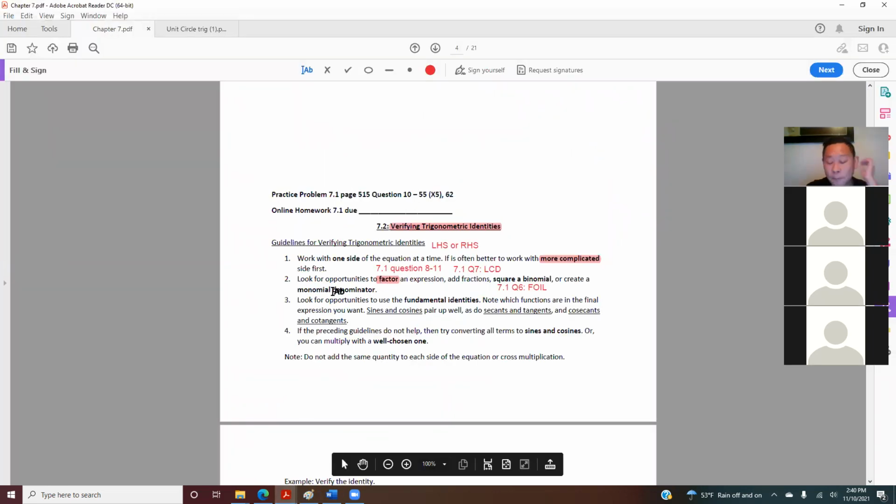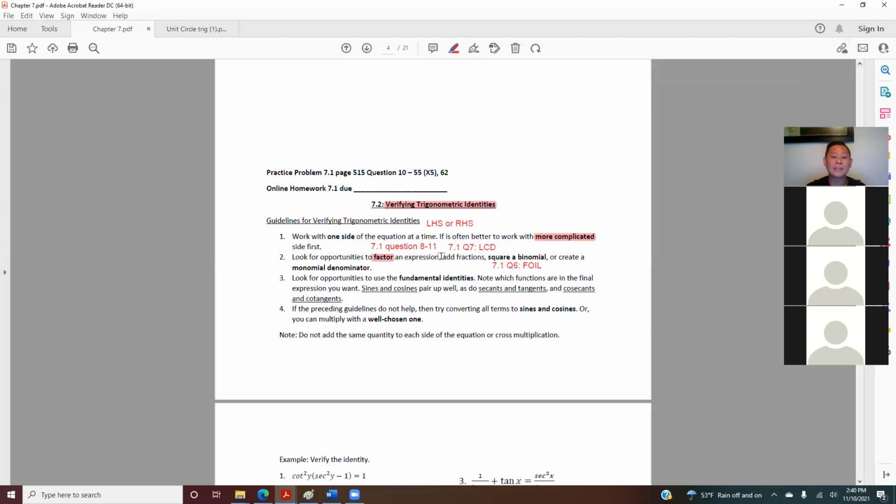Okay. Next, make sure you use the fundamental identities. Mostly we use a lot of Pythagorean identities. Sometimes we use quotient. You notice that the sine goes well with cosine, the secant goes well with tangent, and the cosecant goes well with cotangent.